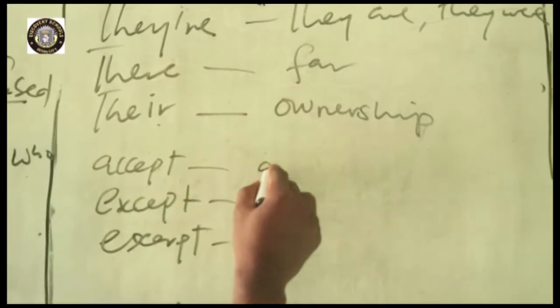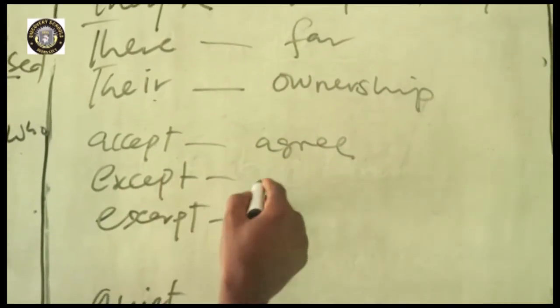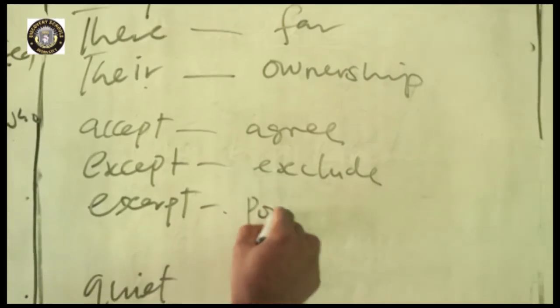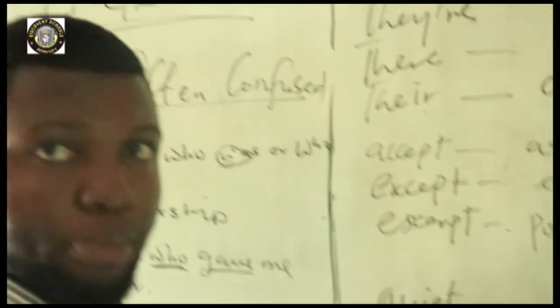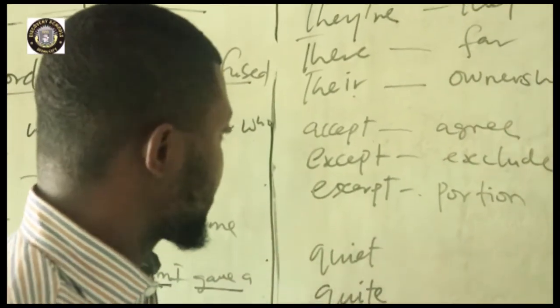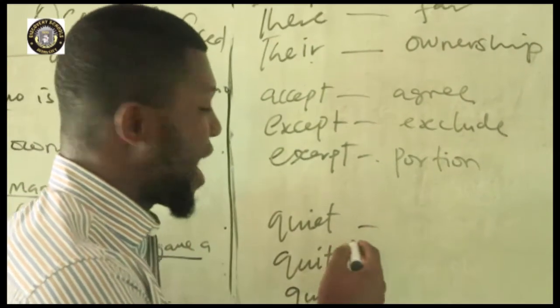Then accept. This means to agree to collect something or agree to do something. Except here means to exclude. While this excerpt refers to a portion of the bigger picture. Maybe you have the whole passage and you pick just a portion of it. That portion you picked is called an excerpt. Is that okay?